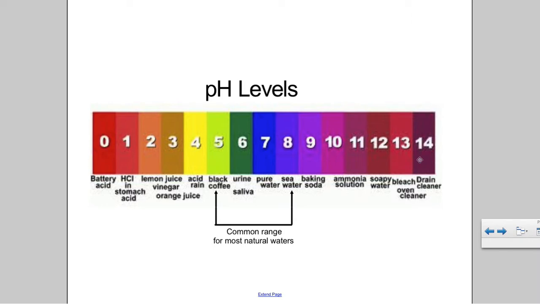Ranging down to 14, that's a strong, strong base. Things like drain cleaner. Again, that does not mean that drain cleaner is in the water, and it does not mean that drain cleaner is the only strong base. It's just an example of a base. Notice our water could range between 6.5 and 8.5, which means that your urine and seawater are all in the same range of what we would consider common for natural water.